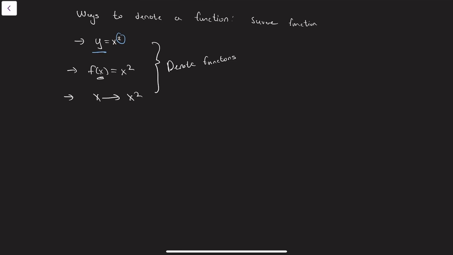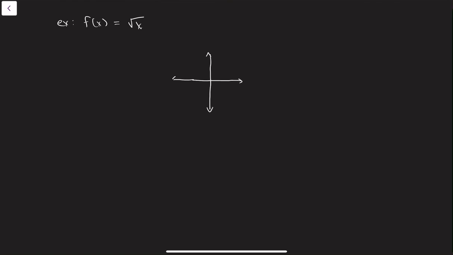I'm going to commonly throughout this course just use this notation, f of x equals some value or some set of variables. So an example of a function, f of x is equal to root x. And if we graph that, this is x, and this is f of x is equal to root x. Great, so that's not too bad to understand.